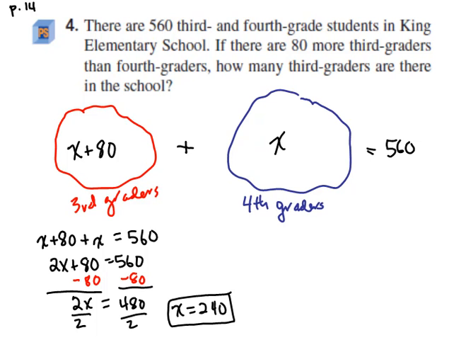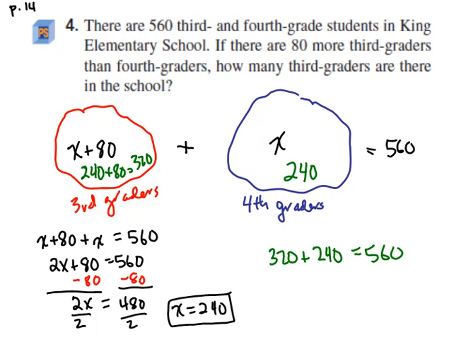So we know there are 240 fourth graders. Then there are 240 plus 80 third graders, and so we would get 320 third graders. Now we add the two together, and we do indeed get 560 total students. So how many third graders are in the school? There are 320 third graders in the school.